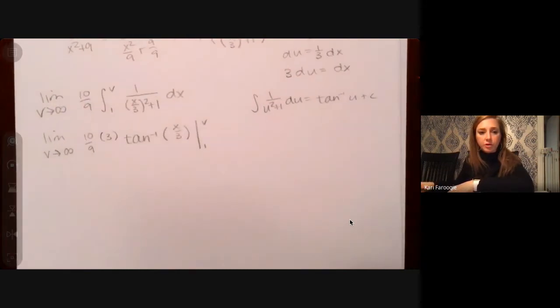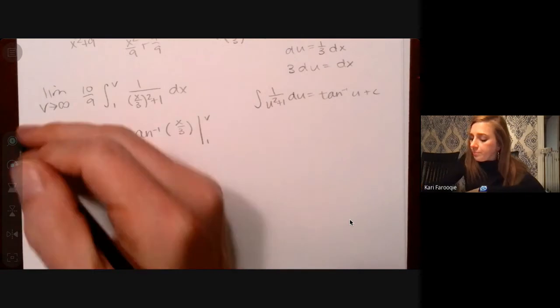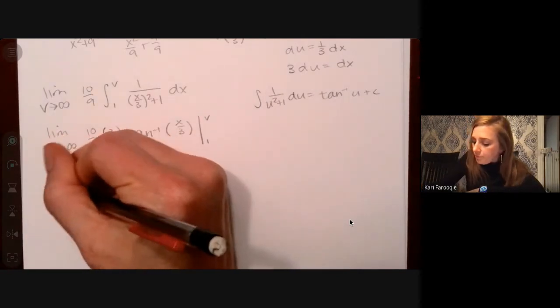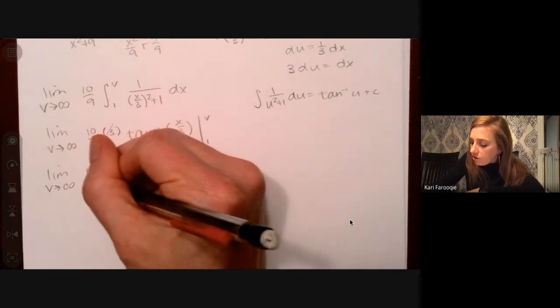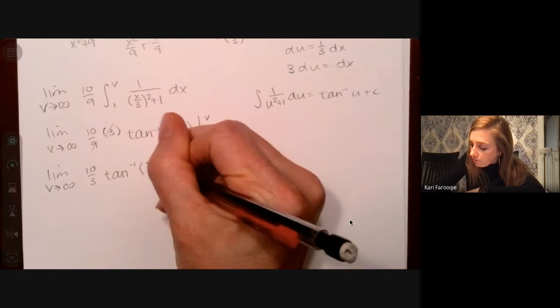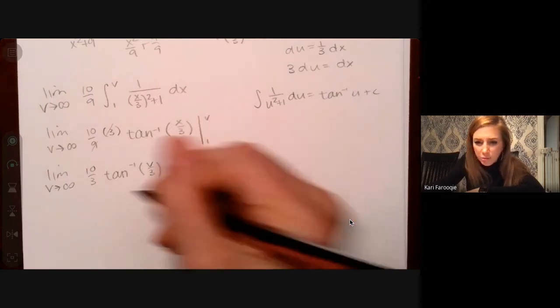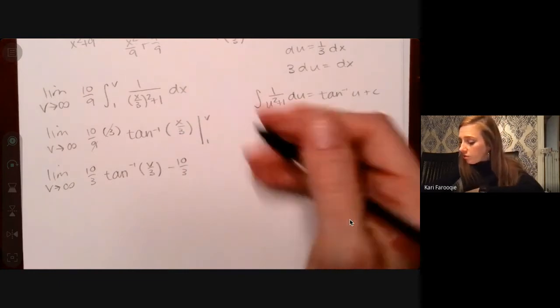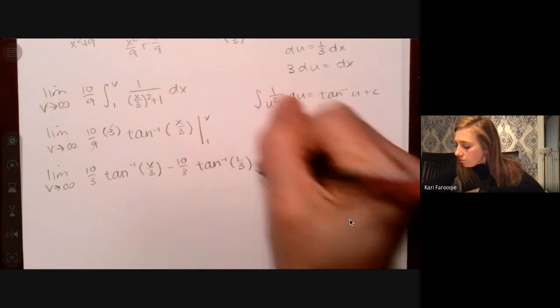So that's the integral. Now we're going to use the FTC to evaluate it at the upper and lower limits of integration. And then we'll evaluate the limit. So you can divide this out here if you'd like. Now we'll have 10/3 inverse tangent v over 3 minus, if you want, you can pull the 10/3 out front. I'm just going to leave mine right where it is. Inverse tangent 1/3.